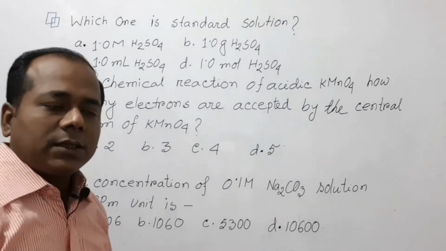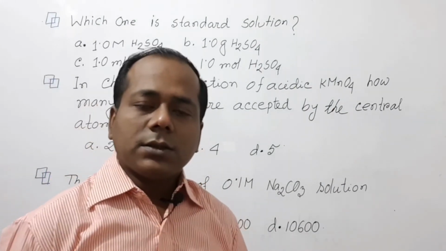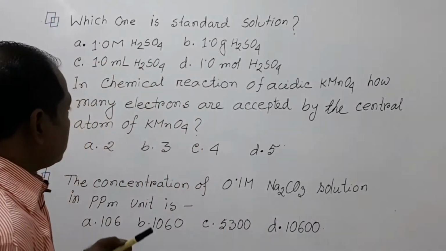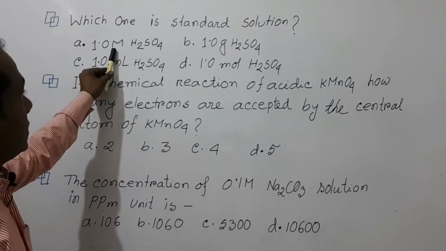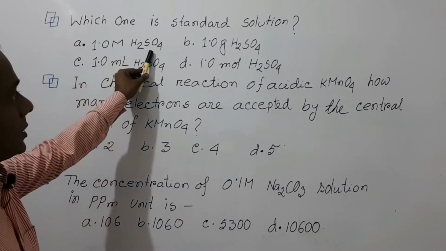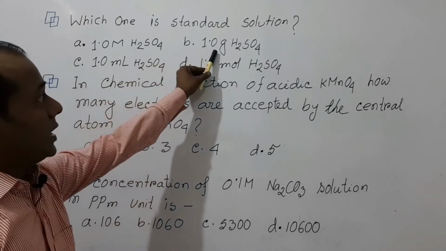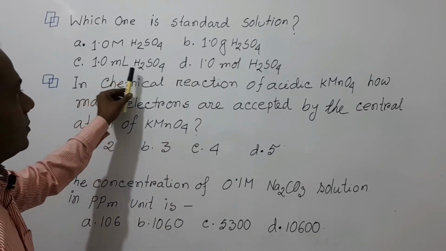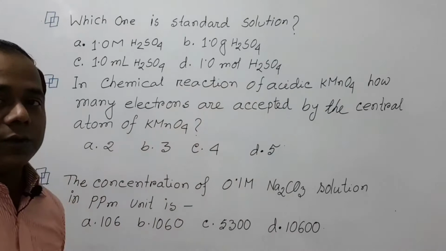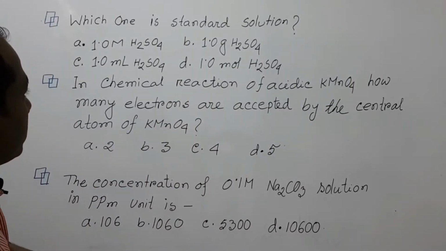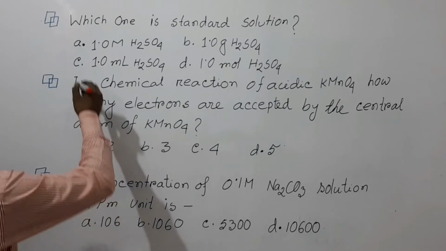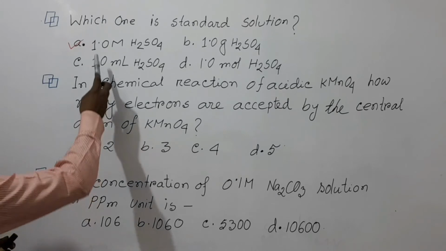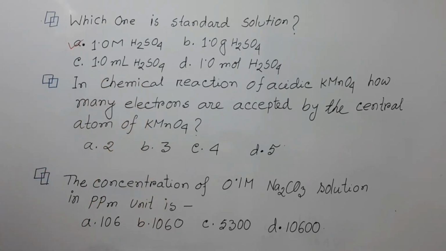Dear students, we know that a standard solution is a solution of known concentration. So here this is the molar concentration of sulfuric acid, and this is the mass of sulfuric acid, this is the volume of sulfuric acid because here ml is given, and this is the mole of sulfuric acid. So according to our discussion, we can say that option A is the correct answer, because this is the molar concentration of sulfuric acid.